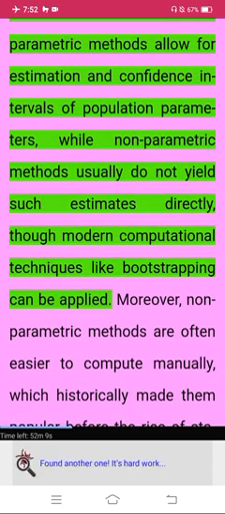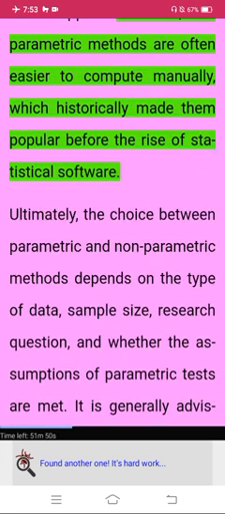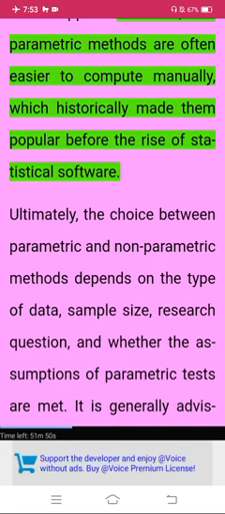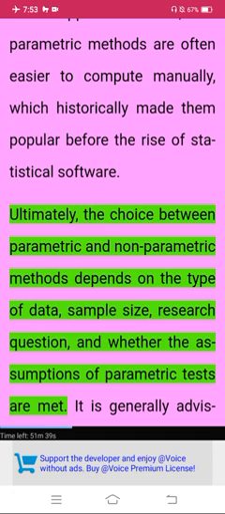Another distinction is that parametric methods allow for estimation and confidence intervals of population parameters, while non-parametric methods usually do not yield such estimates directly, though modern computational techniques like bootstrapping can be applied. Moreover, non-parametric methods are often easier to compute manually, which historically made them popular before the rise of statistical software. Ultimately, the choice between parametric and non-parametric methods depends on the type of data, sample size, research question, and whether the assumptions of parametric tests are met.